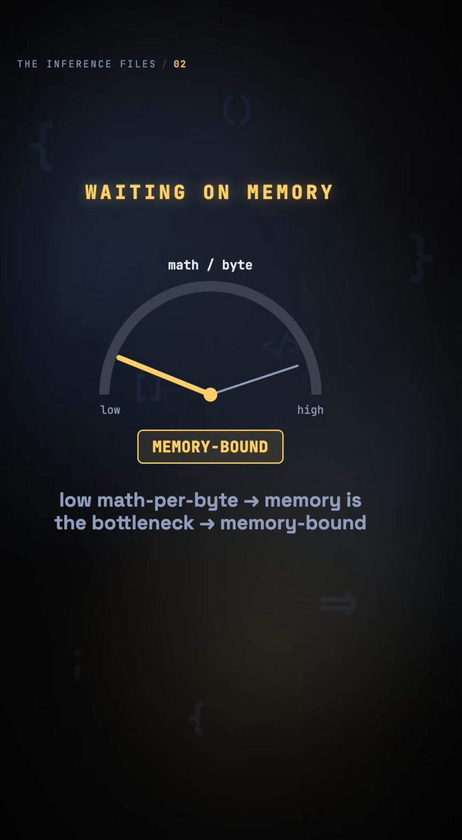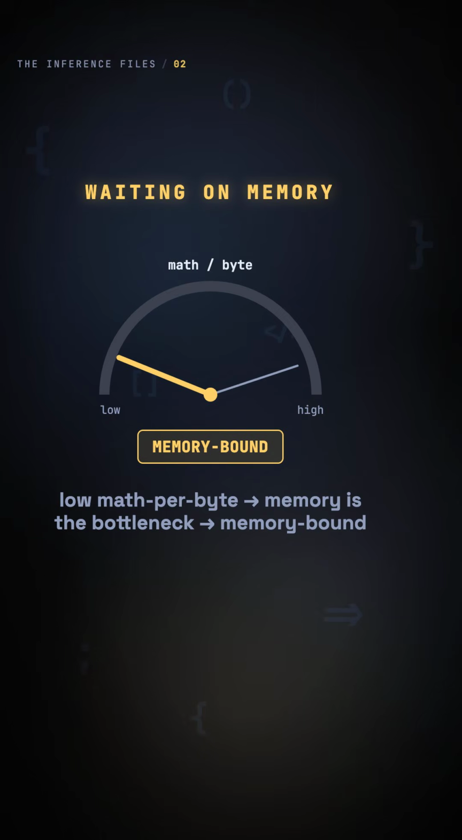Same number, math per byte, but now it's tiny: one read, one multiply. So the math units finish almost instantly and then sit idle, waiting for the next full pile of weights to crawl out of memory. When moving bytes is what you wait on, we call it memory bound. That's why decode is slow per word. You pay the full weight haul just to produce one token.